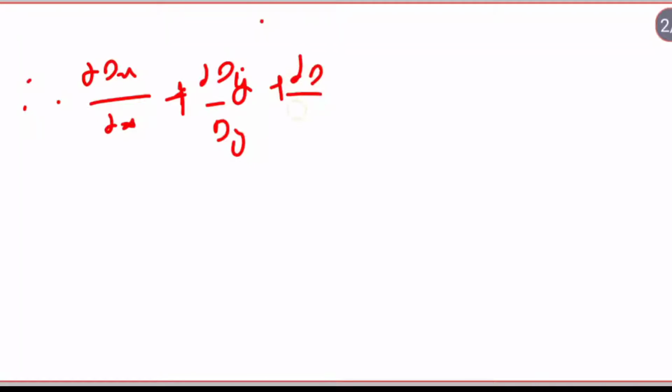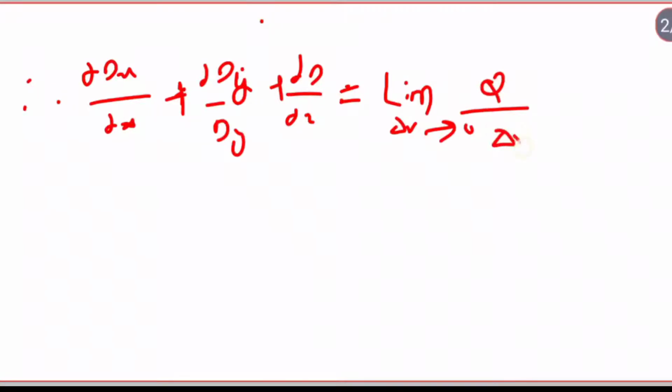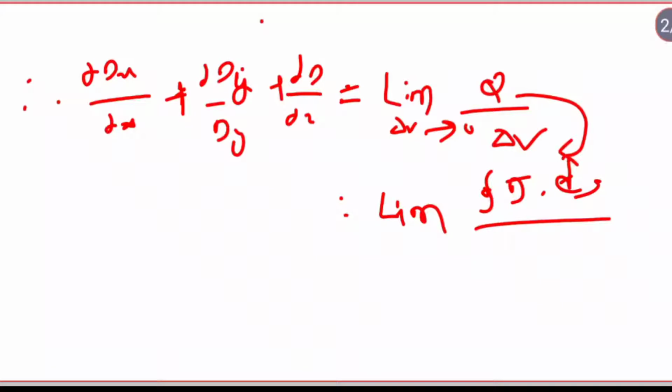Only we can write limit delta V tends to 0 of Q by delta V. We send the delta V to this side, Q by delta V. What is Q? In Gauss law we can write Q as surface integral D dot dS. We can write it like this: limit delta V tends to 0 of surface integral D dot dS by delta V.